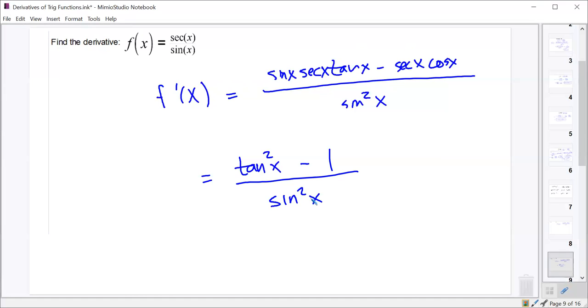Everybody good or no? Is that fully simplified right there? Sure, that's a great answer. Now, if this was the AP test and this was multiple choice, that might not be the answer they give.